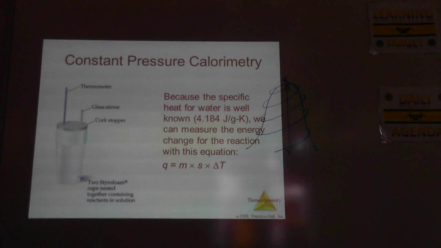Okay? So the specific heat of water, and in fact the specific heat of any substance, is a standard value. It's the same. So the specific heat of water happens to be 4.184, and the units for specific heat are joules per gram Kelvin. And so we can measure the energy change for this reaction by just taking that same specific heat formula and rearranging it. So the energy change, delta E, which is also equal to Q, is equal to the mass times the specific heat of water, 4.184, times the change in the temperature.